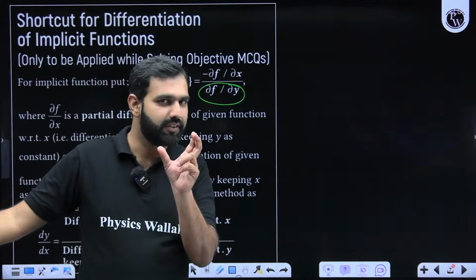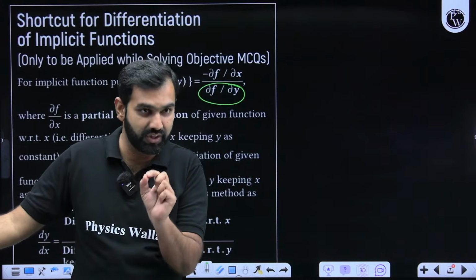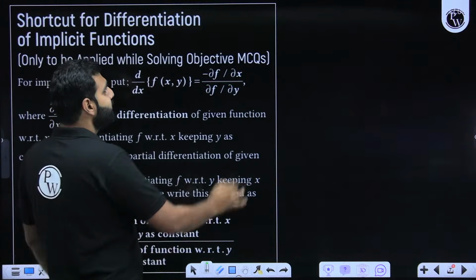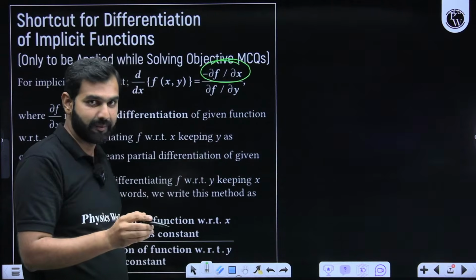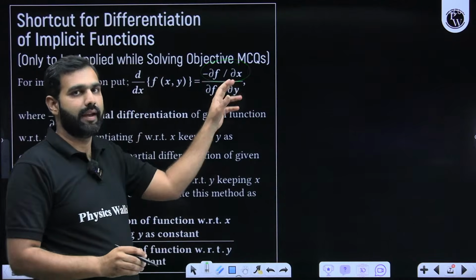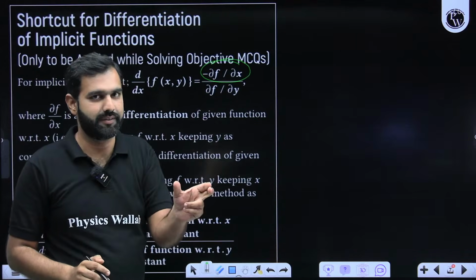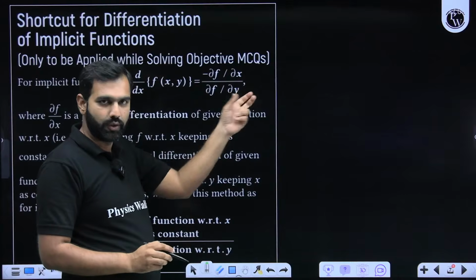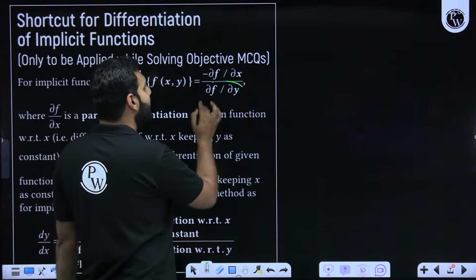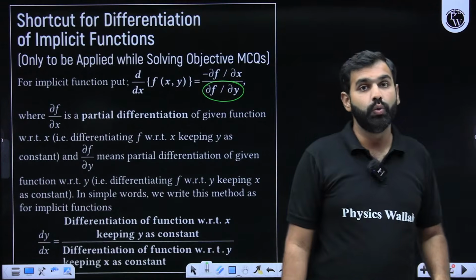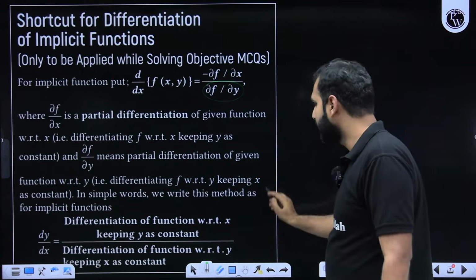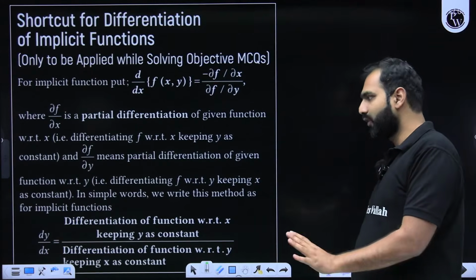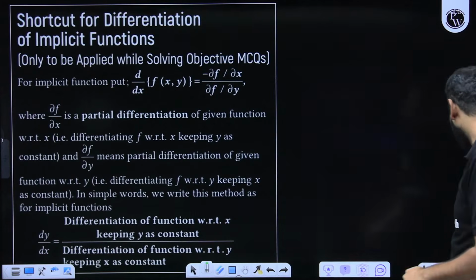Do you understand the concept of partial derivative, students? Partial derivative clearly means that when you are differentiating this function f of x, y with respect to x, the terms in y should be treated as constants. So that will be del f by del x. You take the negative of it and divide it by del f by del y, and that will give you the dy by dx of an implicit function. That is exactly what we have written over here. I hope you have gotten good clarity on that front. Can I move ahead with that?